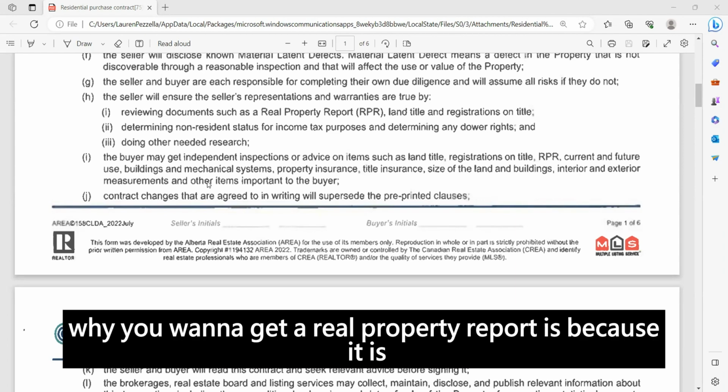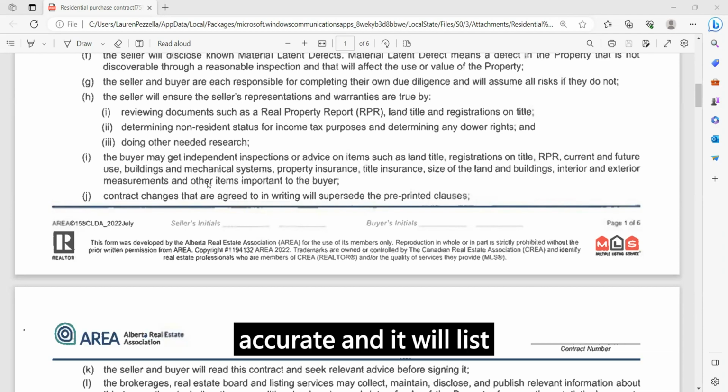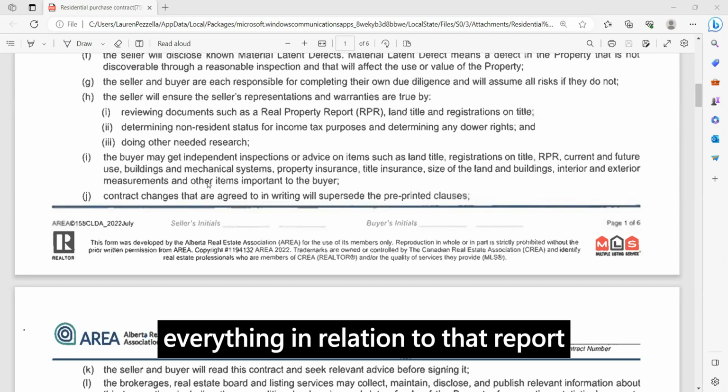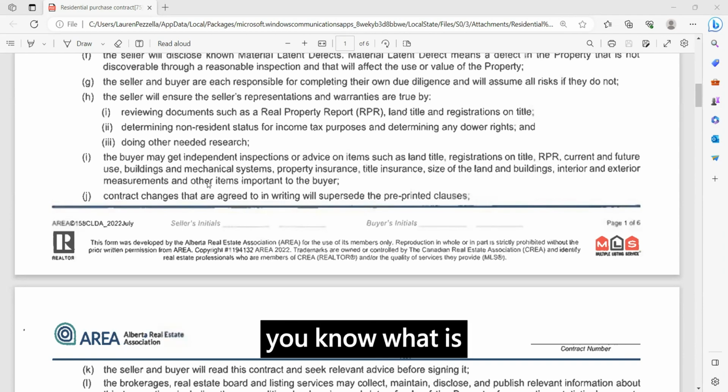The number one reason why you want to get a real property report is because it is, to the date of the report, accurate. And it will list everything in relation to that report. And so you don't need title insurance because you know what is or is not wrong. And then you can accept it as is.